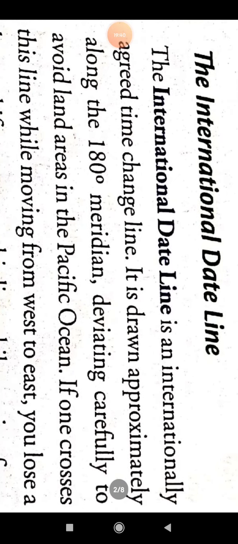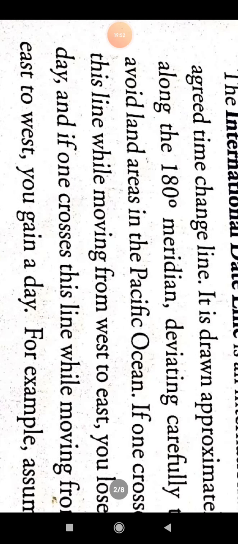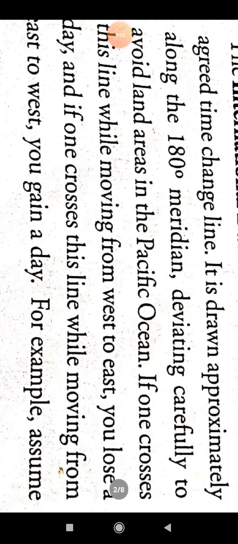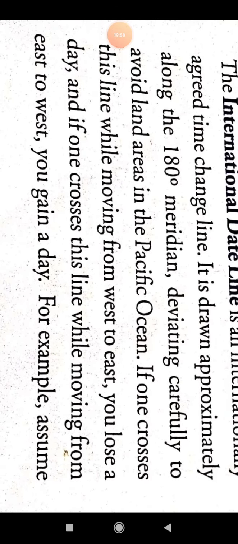Now the International Date Line. The International Date Line is an internationally agreed time change line. It is drawn along the 180 degree meridian. If one crosses this line while moving from east to west, we lose a day. If one crosses this line while moving from west to east, we gain a day.